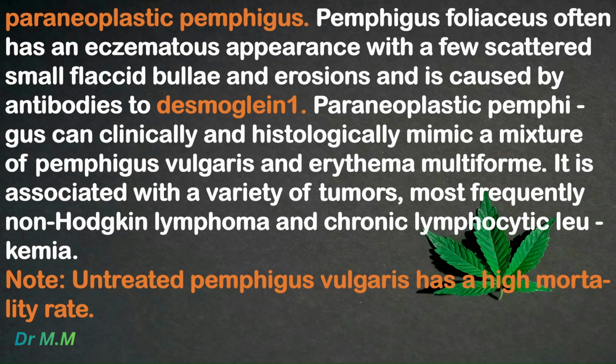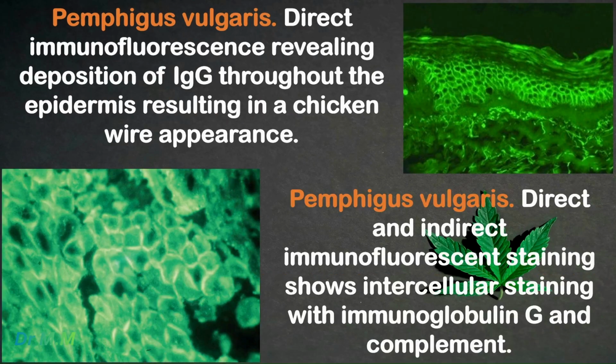Paraneoplastic pemphigus can clinically and histologically mimic a mixture of Pemphigus vulgaris and erythema multiforme. It is associated with a variety of tumors, most frequently non-Hodgkin lymphoma and chronic lymphocytic leukemia. Note, untreated Pemphigus vulgaris has a high mortality rate.